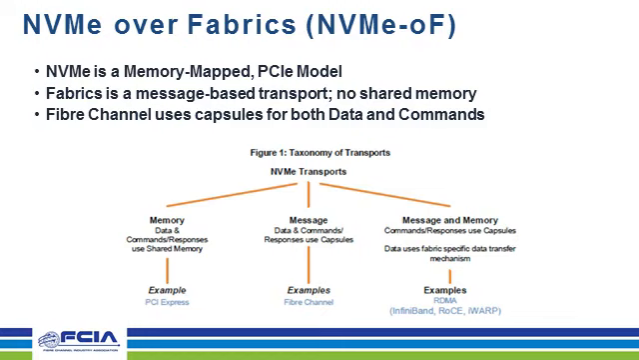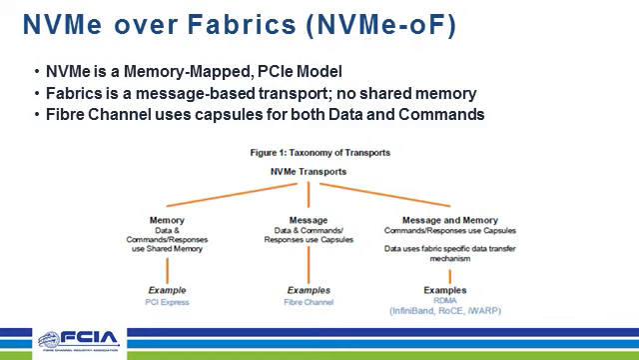When we started looking at fabrics, and fabrics, by the way, is the shorthand for NVMe over fabrics, the kind of shortcut abbreviation, we realized that fabrics are different than PCIe. Fabrics is more of a message-based transport where there is no shared memory between them. So what you see here in this diagram is PCIe on the left, which is a memory-based transport where commands and responses share the memory and then also the data transfer. In NVMe over fabrics, however, it's a message-based transport with no shared memory at all.